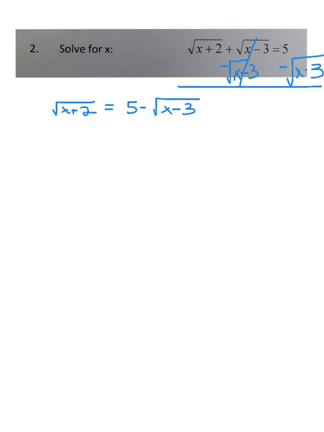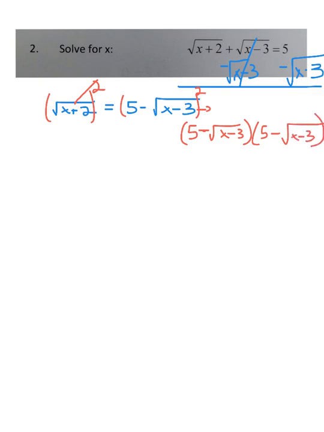So just think about what we did with number 1. Once we isolated a radical, we squared both sides, right? So I square the left side so that the radical will cancel out. I'm going to square the right side as well. But just like in number 1, we have to be careful here. That's a binomial. So what that really means is, and let me write it down here, it means 5 minus the square root of x minus 3, it's a minus sign, times 5 minus the square root of x minus 3. So we're going to have to double distribute that.